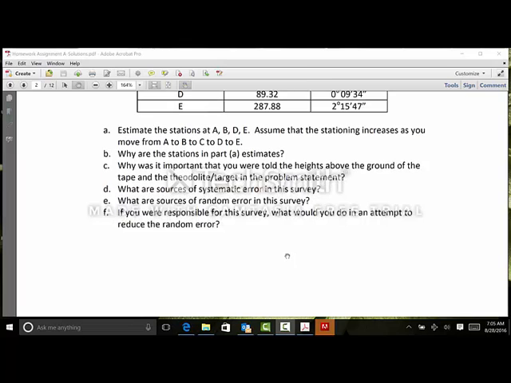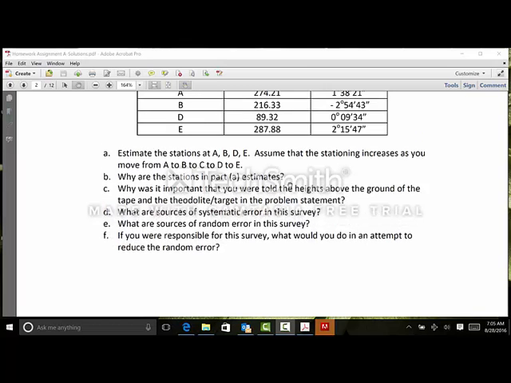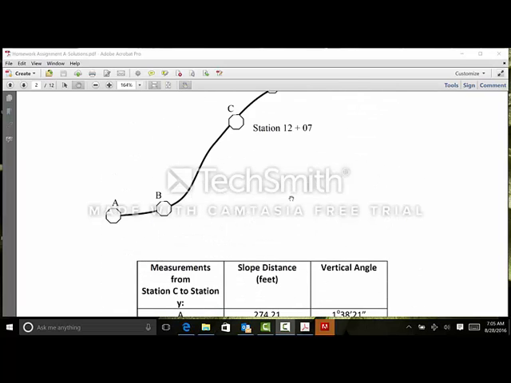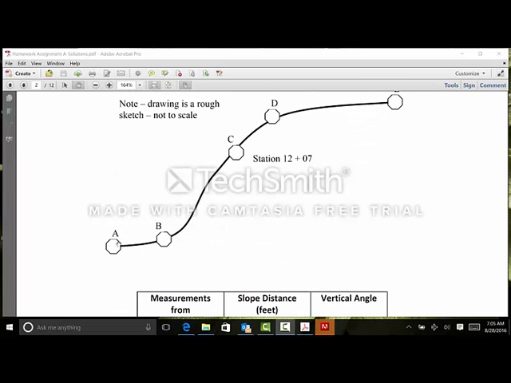Now I want to mention a couple of things really quickly. Part B, why are the stations in Part A estimates? What I just showed you was I measured the distance from C to A in a direct path. Stationing is actually the measurement along the curved linear feature. So therefore, this is going to be a little bit short of what my actual distance is going to be here. Is that an issue?